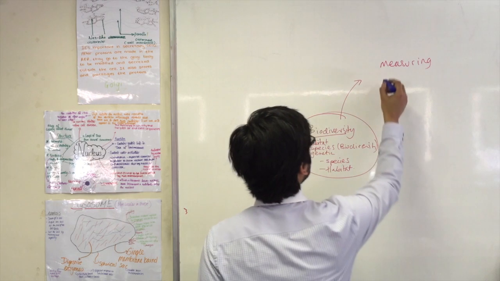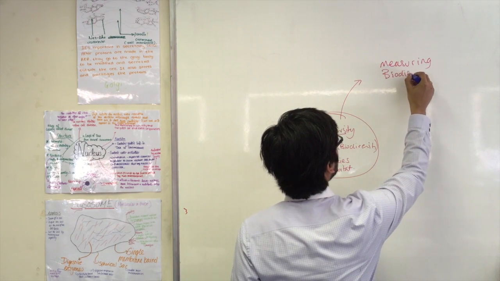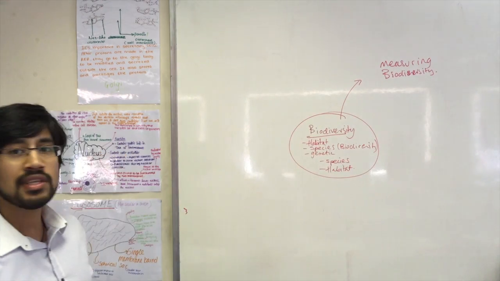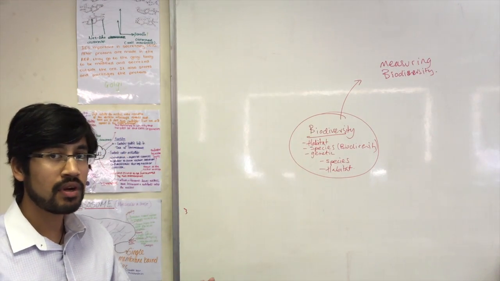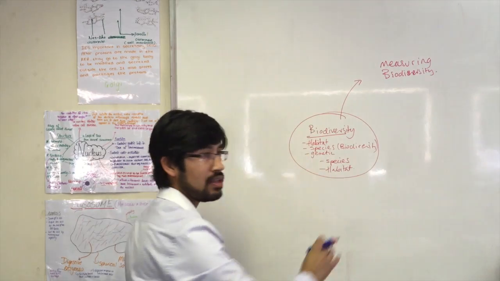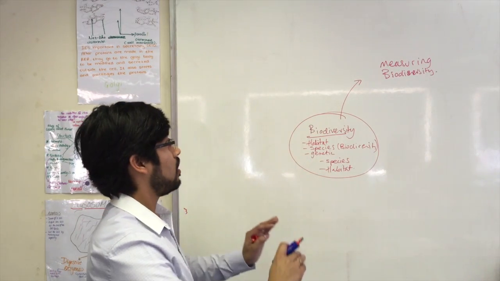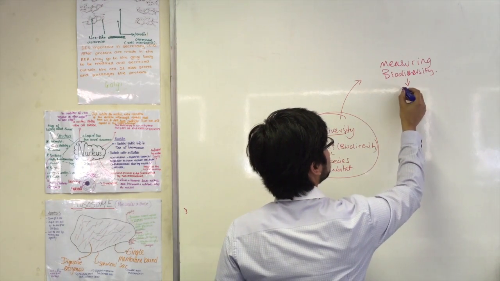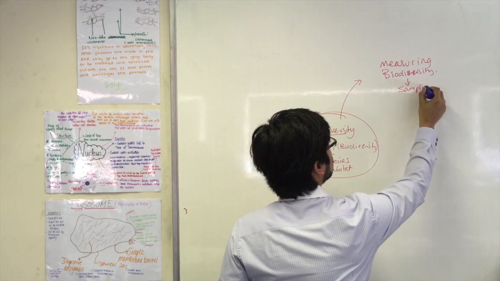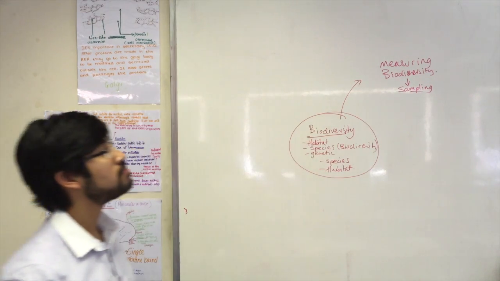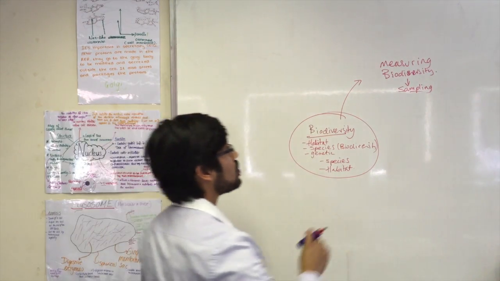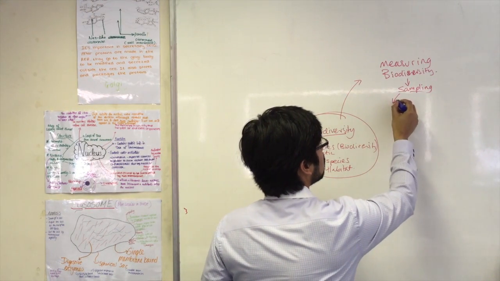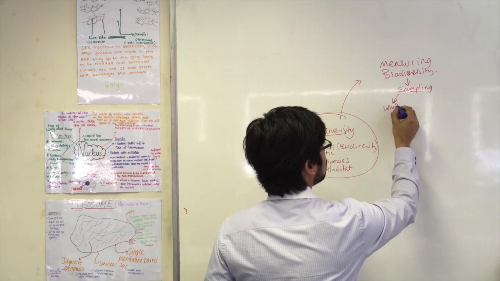Measuring biodiversity. Okay, so this is ultimately just about sampling, right? So if we have biodiversity, differences in our organisms, how do we measure it? Okay, so very generally, this is about sampling, and what that encompasses is A, why we need to sample.